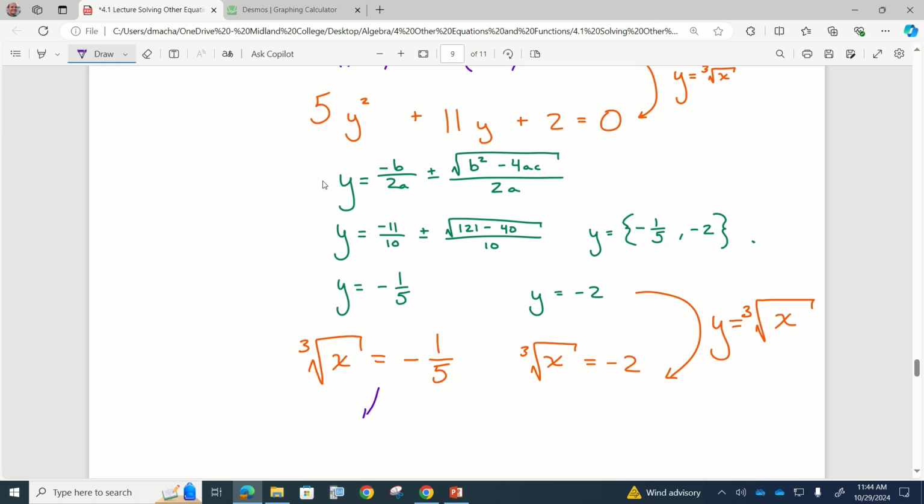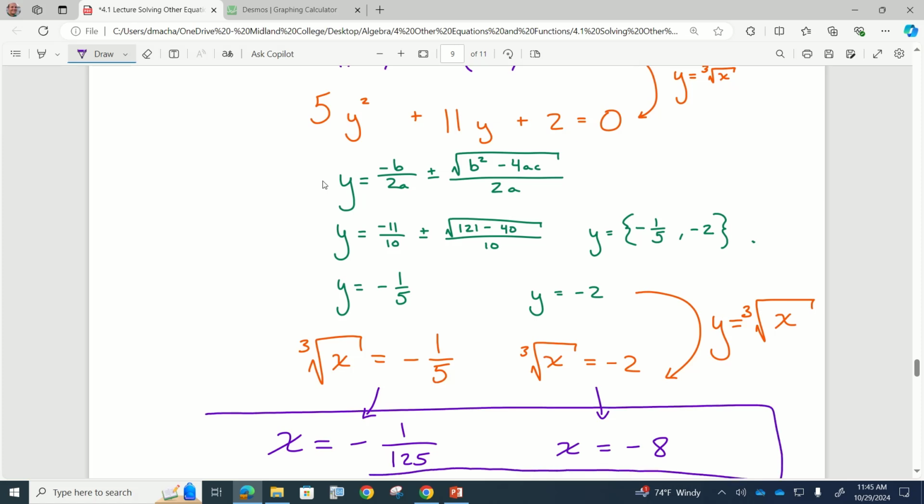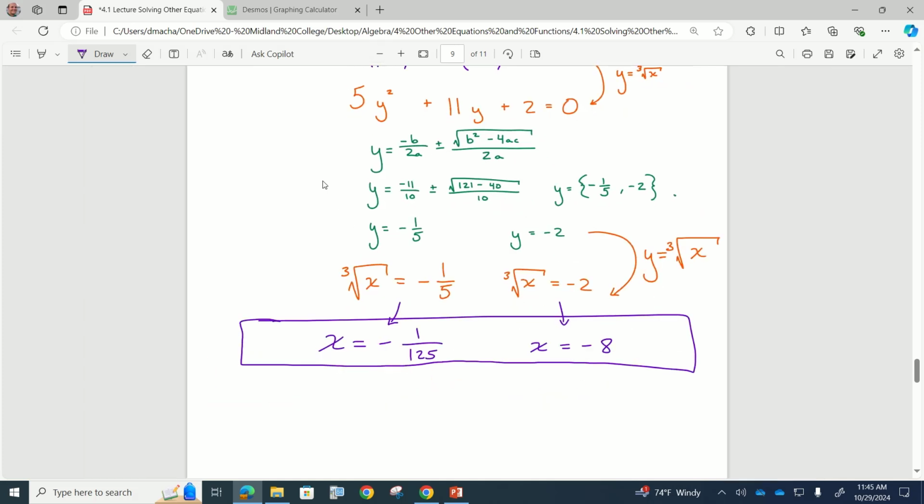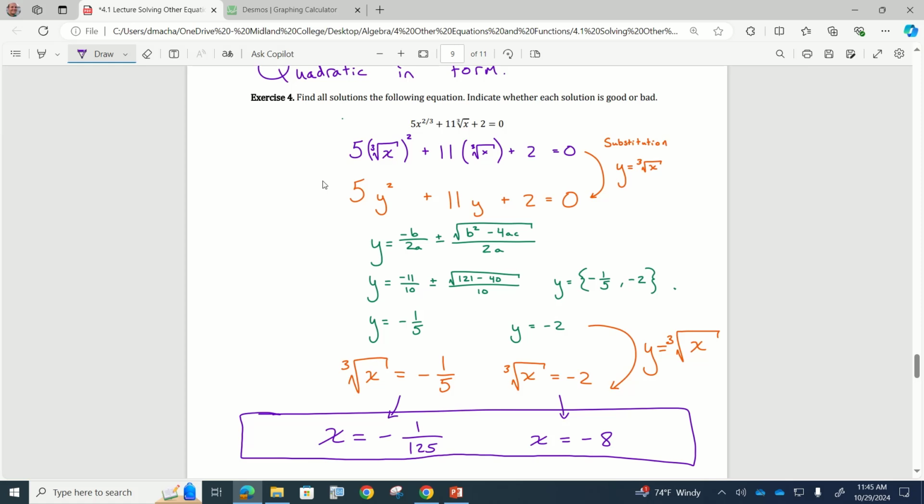I can solve that equation for x. I just have to raise both sides to the power of 3. What's negative 1/5 raised to the third power? Very good. And then this one, if I raise negative 2 to the power 3, negative 8. And finally, these are the actual solutions in terms of my x variable that satisfy my original equation.